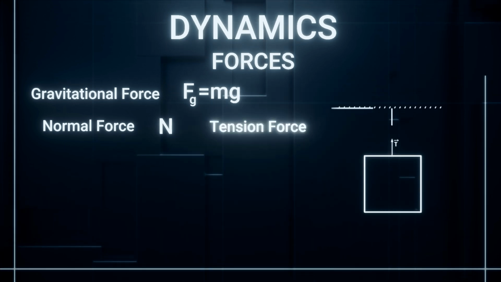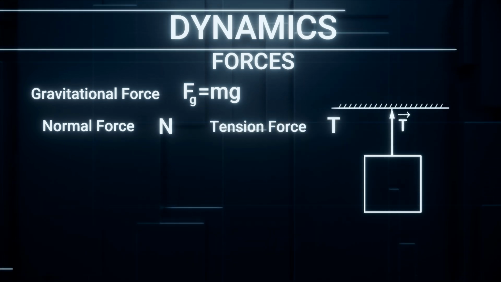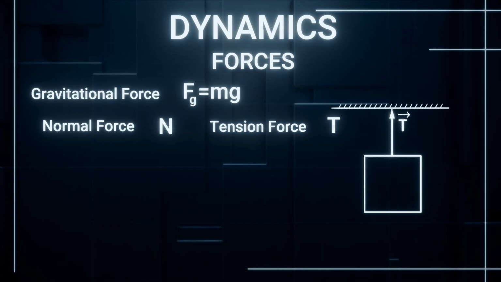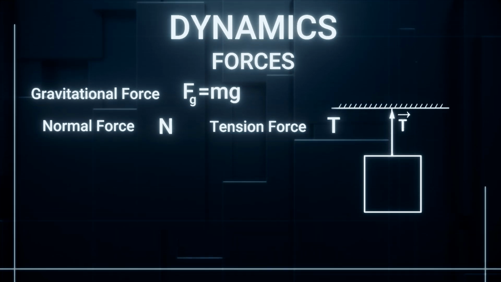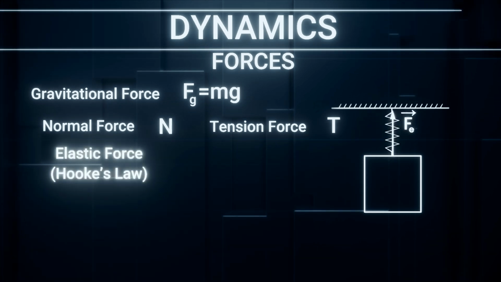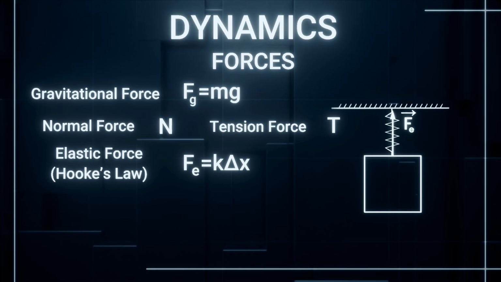A similar force is tension. If an object hangs from a string, the string exerts tension, pulling on the object. The tension force always acts along the string. Both the normal force and tension are special cases of elastic force. The elastic force is proportional to the extension or compression of a spring and is determined by Hooke's law.